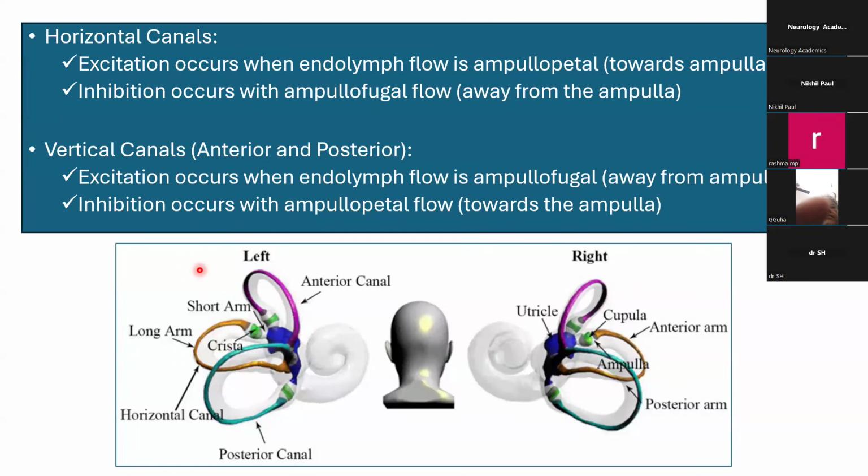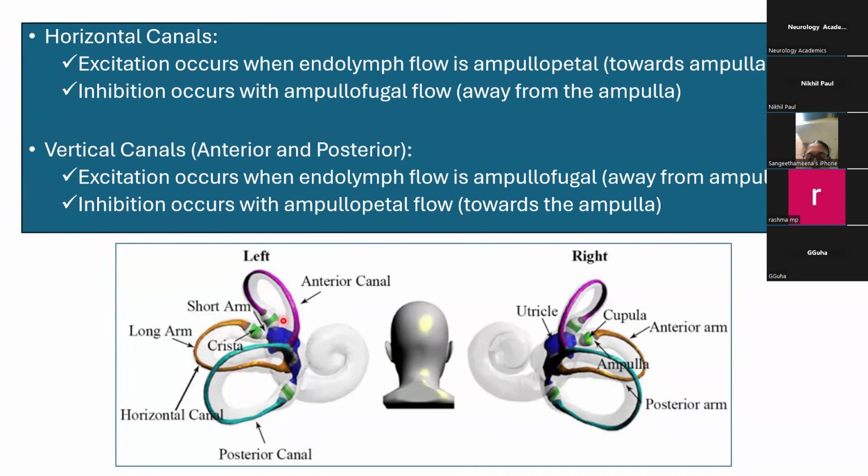How do these semicircular canals get activated? The horizontal canal gets activated with the endolymph. As I told, one end has the ampulla, this green in this diagram. So in a horizontal canal, when the movement of the endolymph is towards the ampulla, that is when the horizontal canal gets activated. And vice versa, when the flow is away from the ampulla, it gets inhibited.